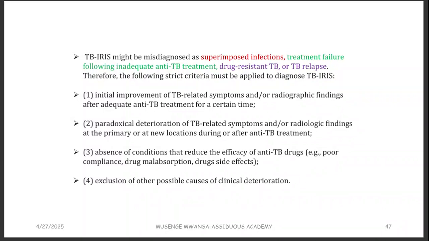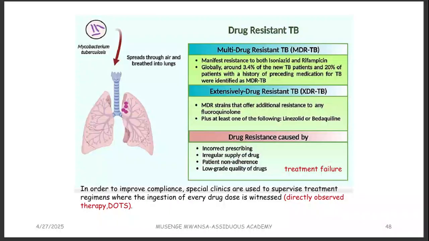Okay. And in conclusion, for the TB that you are treating, there is also what we call drug resistant TB. There is multi drug resistant TB, we call it MDR-TB. Multi drug resistant TB means that someone is resistant to isoniazid and rifampicin. So if someone is resistant to isoniazid, rifampicin, and any other drug, as long as these two are there, you call it multi-drug resistant TB, MDR-TB.